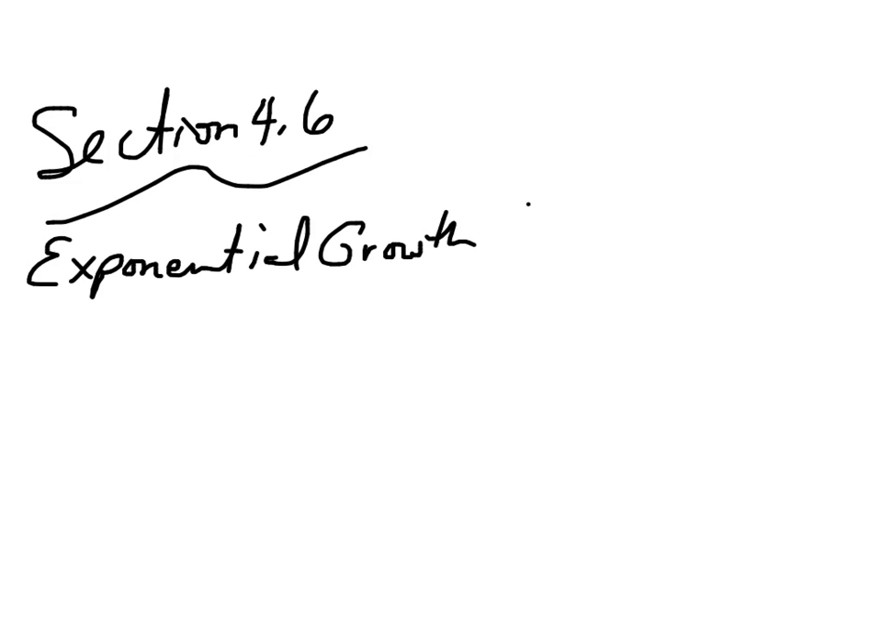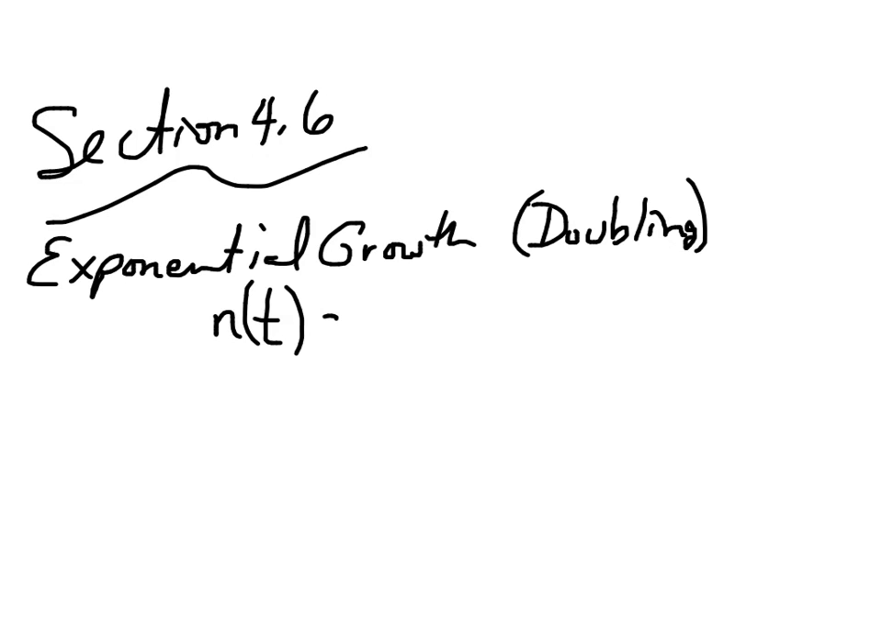Specifically, there's a formula out there for doubling. What it means by doubling is that the problem will say the population of this thing doubles every so many minutes or so. If you see anytime it says doubling, the formula you're going to use is N of t equals N0 times 2 to the t divided by a.